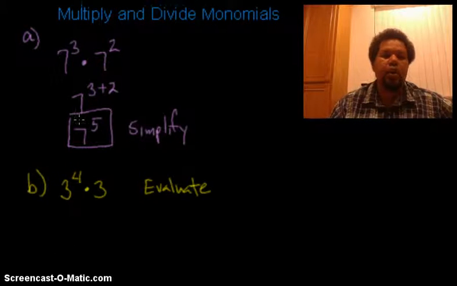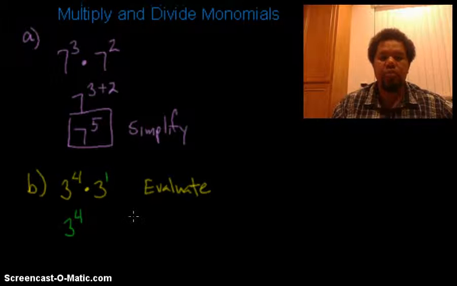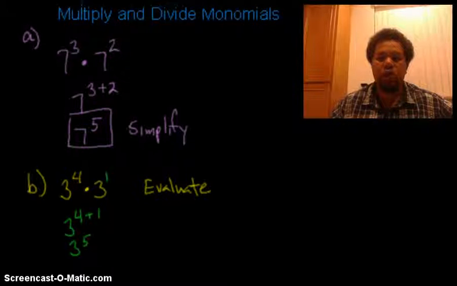Now in the second example, it's 3 to the fourth times 3, and it says to evaluate. So it's basically the same steps. We will keep the base of 3, and we're going to add the exponents. But notice that the first 3 has an exponent of 4, and the second 3 does not have an exponent. So when it doesn't, it actually is an implied 1. So we're going to add 1 to that 4. So this ends up being 3 to the fifth power.